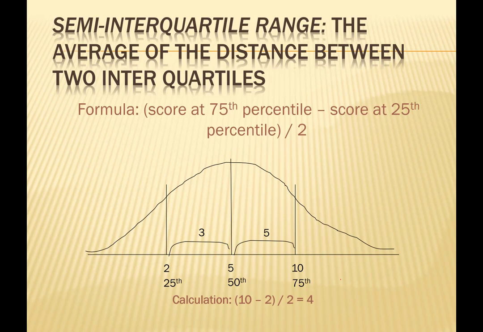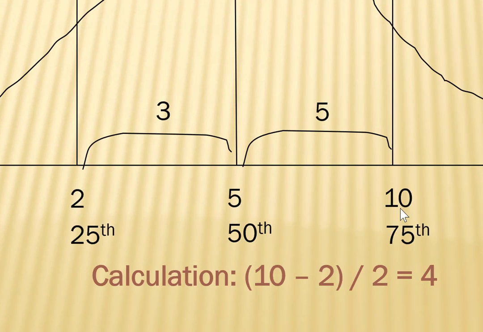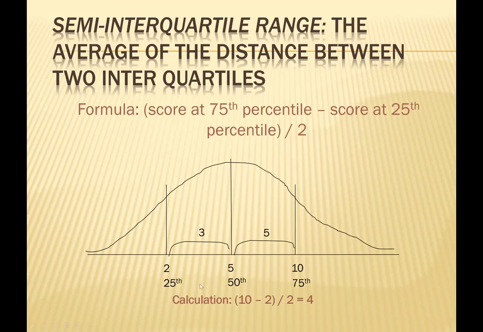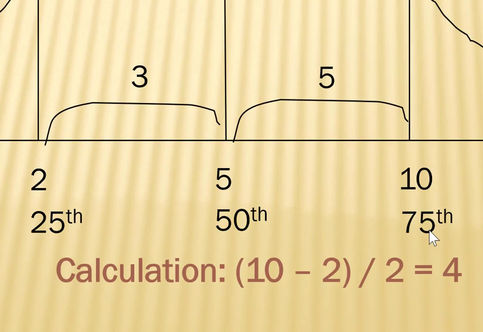Semi-interquartile range is defined as the average of the distance between two interquartiles, and that's why it's called the semi-interquartile range. Now, this is useful for skewed data, right? So if you have normal data, you wouldn't calculate the semi-interquartile range. Conceptually then, semi-interquartile range is to look at the graph, right? Such as this. This is somewhat skewed, right? The way we know that is these arbitrary numbers that I put in here, 2, 5, and 10, show that there are numbers at the 25th, 50th, and 75th percentile.